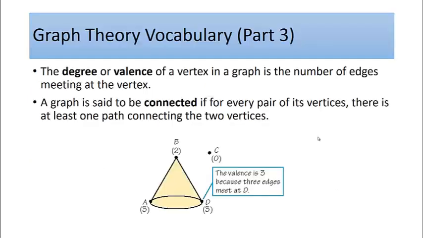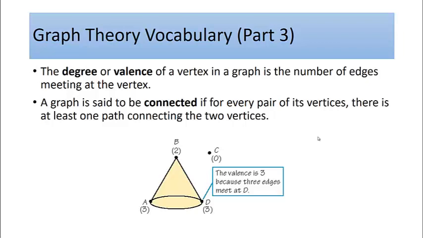So our first, the degree or the valence of a vertex in a graph is the number of edges meeting at that vertex. For example, in this graph, if you look at vertex B, because there are 2 edges coming into that vertex, we would say that B has a valence of 2. Vertex C, on the other hand, because there are no edges coming in there, the valence of vertex C is 0. And then for A and D, there are 3 edges coming in to each one of those vertices, so each of those vertices has a valence of 3.